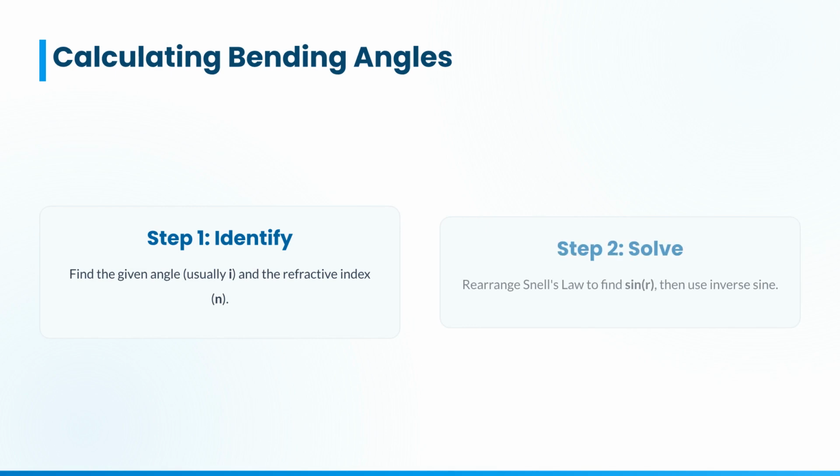To calculate bending angles, first identify the given angle and the refractive index. Then, rearrange Snell's law to solve for the sine of the refracted angle, and use the inverse sine function to find the final angle value.